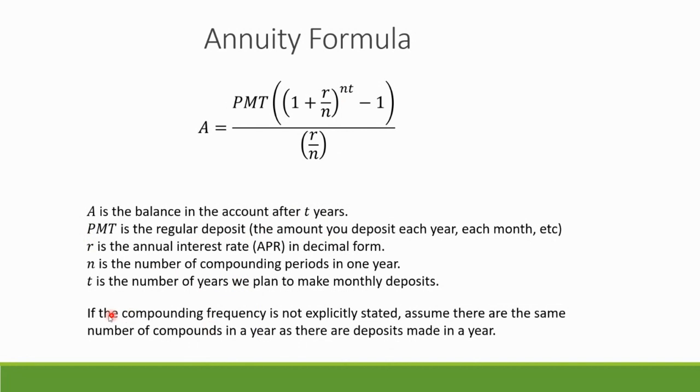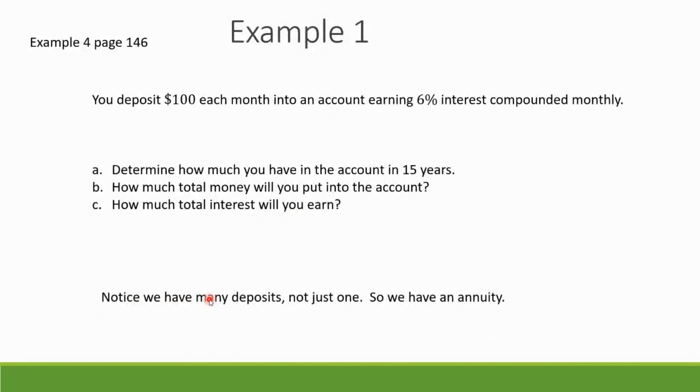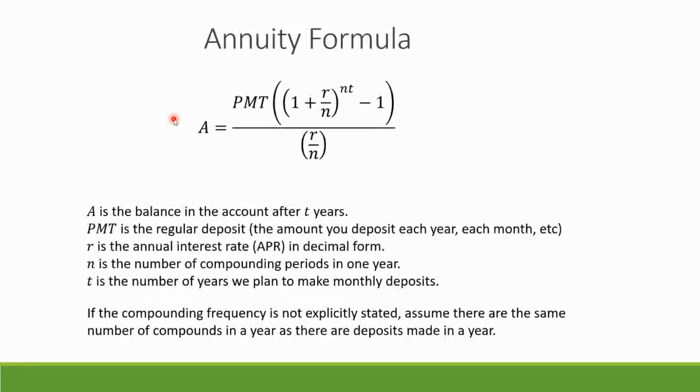And of course, again, I'm just reminding you what the convention is. If the compounding frequency, for some reason, was not explicitly stated, we're going to assume that the account is compounded as often as we make deposits. Here they tell you it's compounded monthly and we make monthly deposits. But if it was not listed, we would assume it's compounded monthly because we're making monthly deposits. Okay, so let's move on.